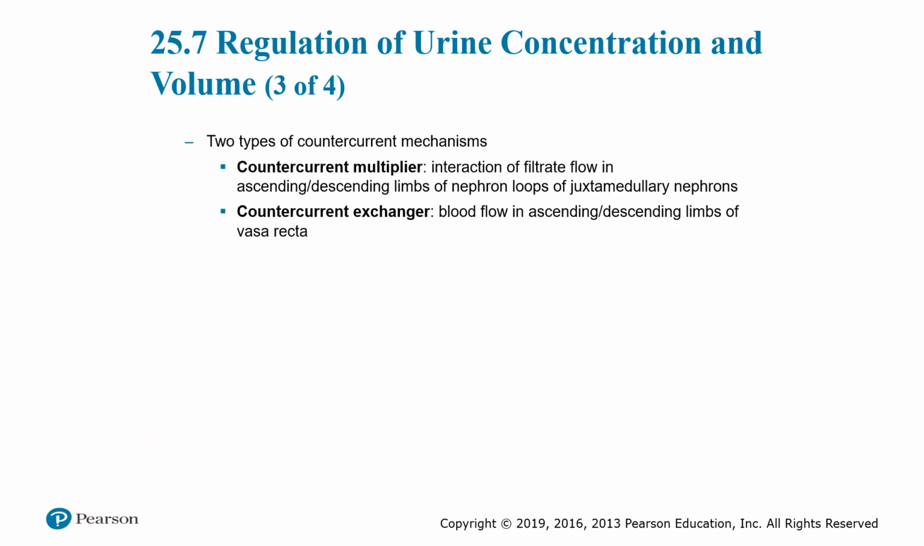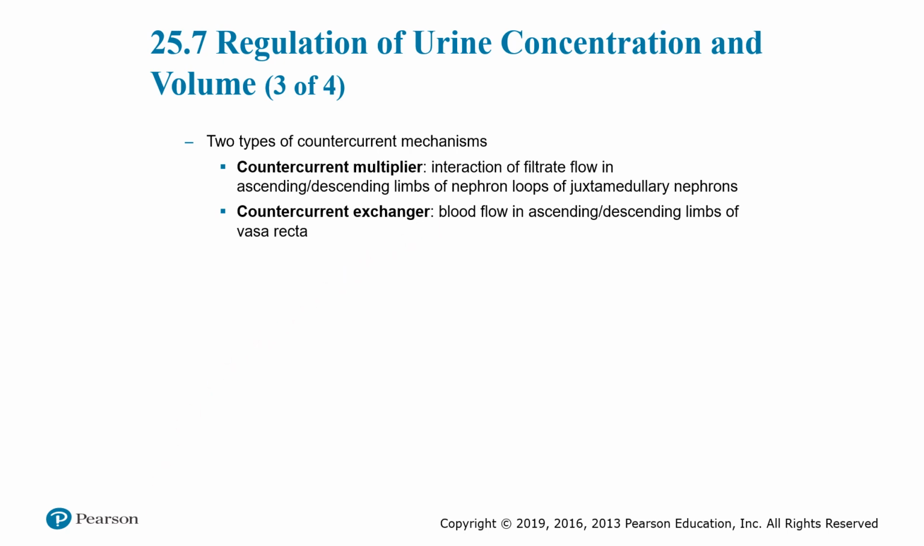There are two types of countercurrent mechanisms. What does countercurrent mean? It means that there are two channels or two tubules in which the fluid is flowing in the opposite direction, and those two tubules are lying close by, so they can influence each other. We have a countercurrent multiplier, then we have a countercurrent exchanger. Now let's see what our countercurrent multiplier is.